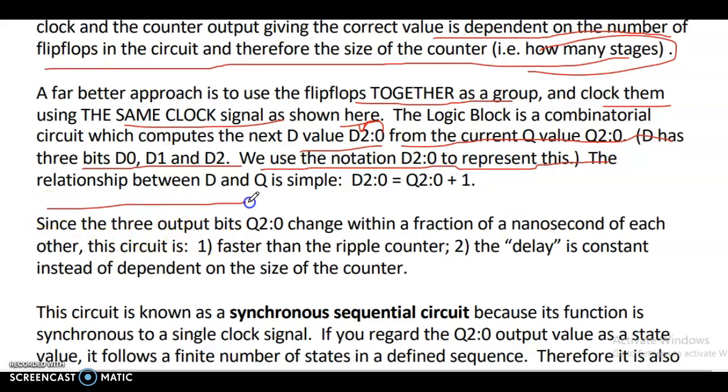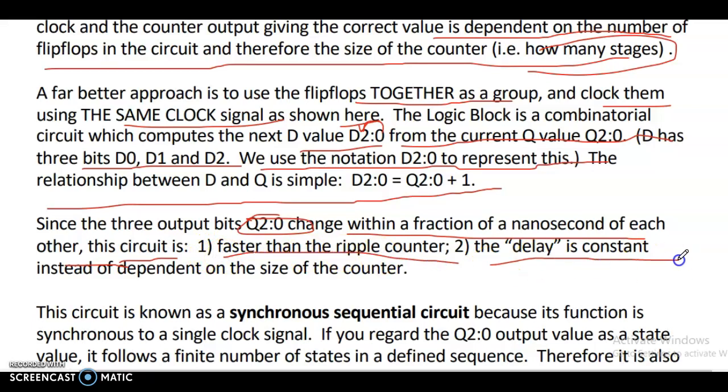The relationship between D and Q is simple. D[2:0] is equal to Q[2:0] plus 1. Since the three output bits Q[2:0] change within a fraction of a nanosecond of each other, the circuit is faster than the ripple counter. The delay is constant instead of dependent on the size of the counter.